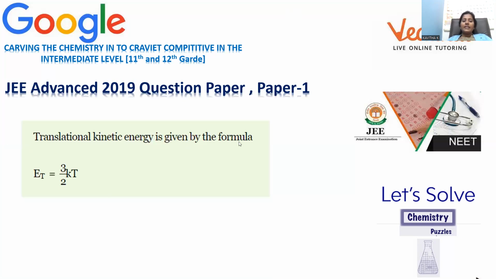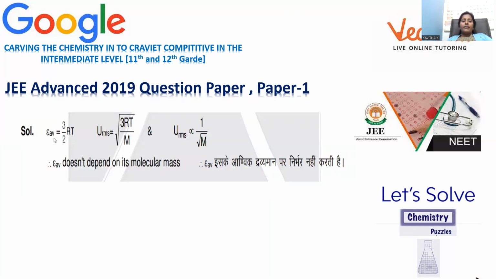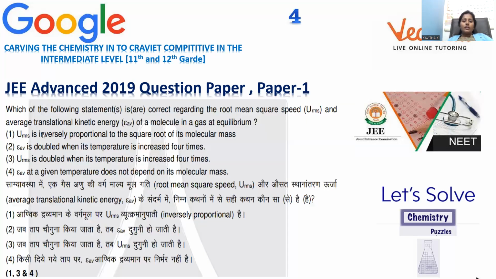So for translational kinetic energy, the formula is E is equal to 3 by 2 kT. E average, the formula will be 3 by 2 kT or RT, where we can take the constant. URMS is given by under root 3RT by M. So from this formula, it is obvious that URMS is directly proportional to 1 by under root M. This is nothing but URMS is inversely proportional to the square root of molar mass.